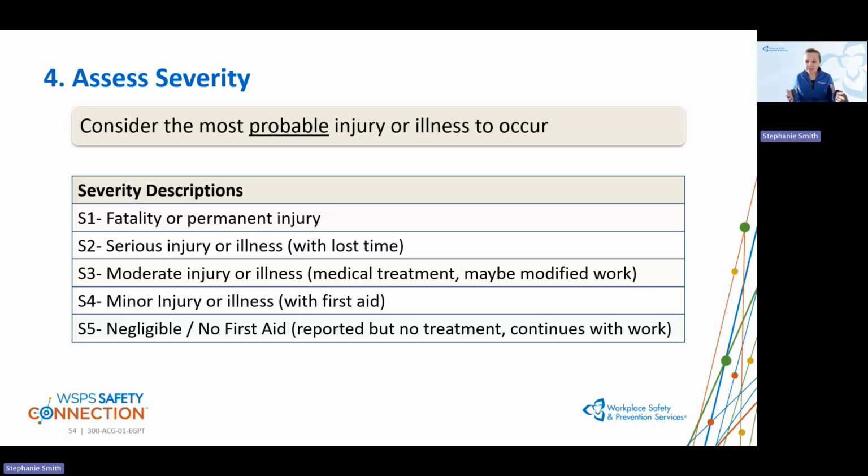You may want to expand this out a little bit more and provide a little bit more detail about what you're talking about. Bumps and bruises, is that a minor injury with first aid, so an S4, or is it negligible? It's no first aid required. Yes, they've kind of hurt themselves, but no first aid. So you may want to start expanding this one as well and giving a little bit more explanation behind your risk ratings.